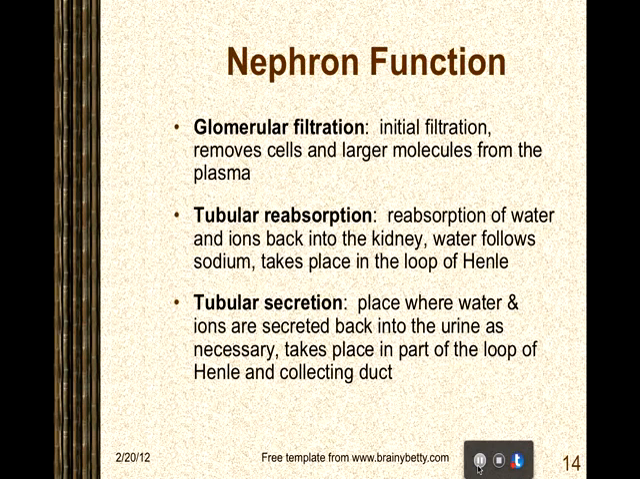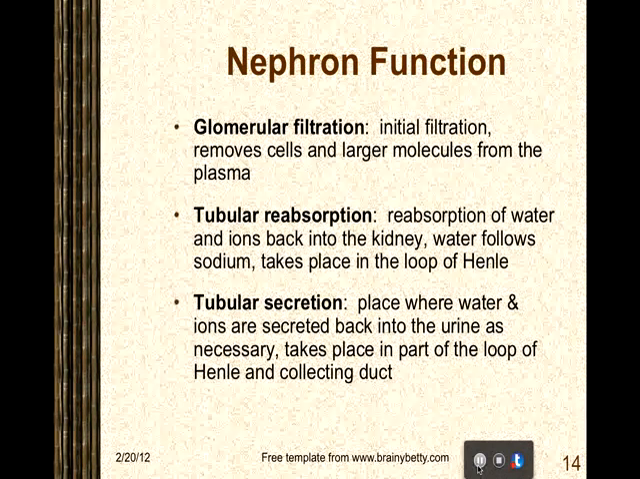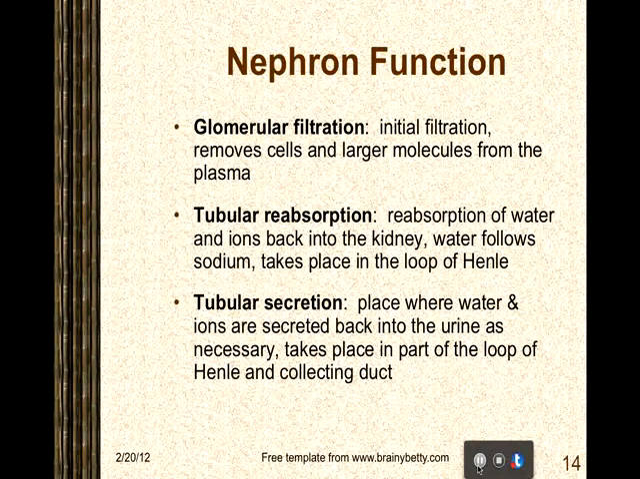The initial filtering process occurs at the glomerulus when making the glomerular filtrate. As the fluid passes through the nephron, we have tubular reabsorption that occurs to help pull water and ions back into the kidney. The kidney will pump the sodium back in, and the water will follow the sodium. This occurs in the loop of Henle.